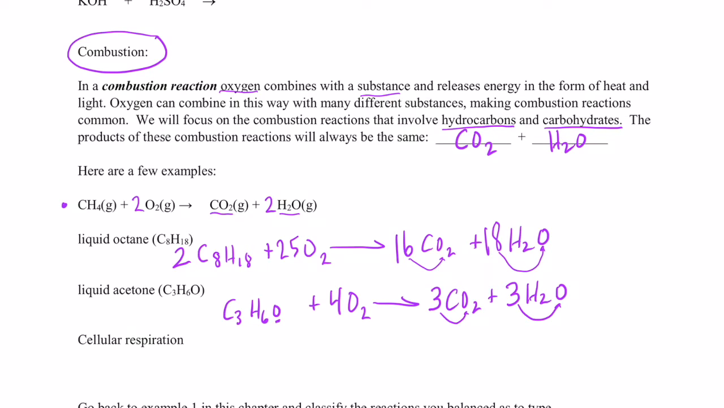Now this last one, cellular respiration, you learned back in your biology classes, at least I hope you did. Cellular respiration involves the oxidation of the molecule glucose. Now that's C6H12O6. And for cellular respiration, to completely oxidize the glucose, for that to occur, we need oxygen. And the products are, you guessed it, CO2 and water vapor.